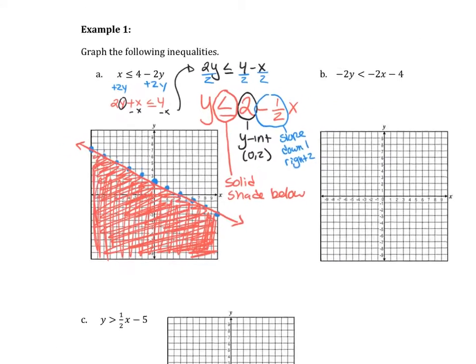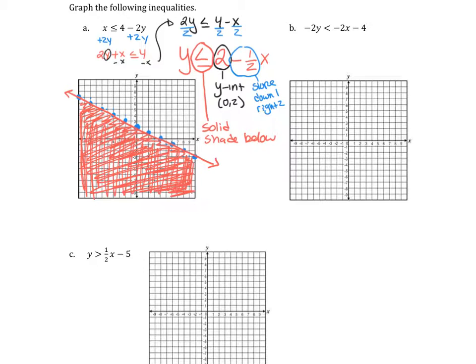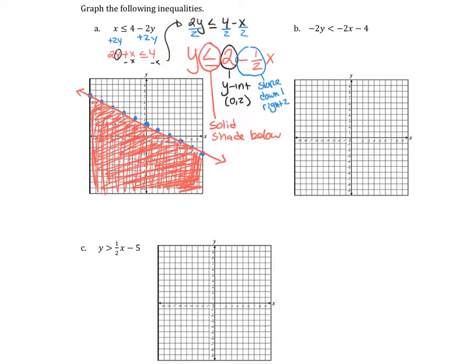Okay. So I would like you guys to try B and C. So remember, get y by itself first. If you ever have to divide or multiply by a negative, you have to flip the inequality sign. And then remember when you use dashed lines or solid lines. So go ahead and try B and C, and I'll be walking around if you have questions.